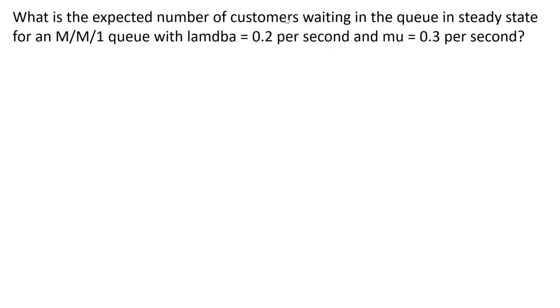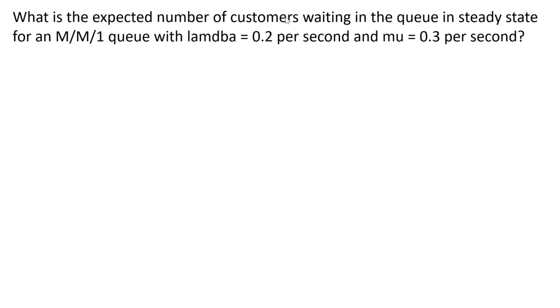So that's again the splitting property. Just make sure you're familiar with that. What is the expected number of customers waiting in the queue in steady state for an M/M/1 queue with lambda 0.2 per second and mu 0.3 per second? Okay, so now we've got lambda and mu because now we're finally talking about a queuing system. All those other questions weren't about queuing systems except for the Little's Law one.